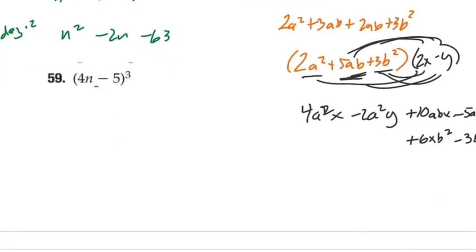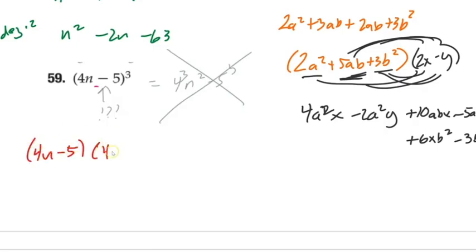The last one, I just want to point this out for the 100th time. The answer here is not this. That is not the answer. There's a minus in between. Plus and minus in between, you can't just distribute. What you have to do is rewrite it. This is going to be 4n minus 5 times 4n minus 5 times 4n minus 5. Only way to do it if there's a plus and minus in between.